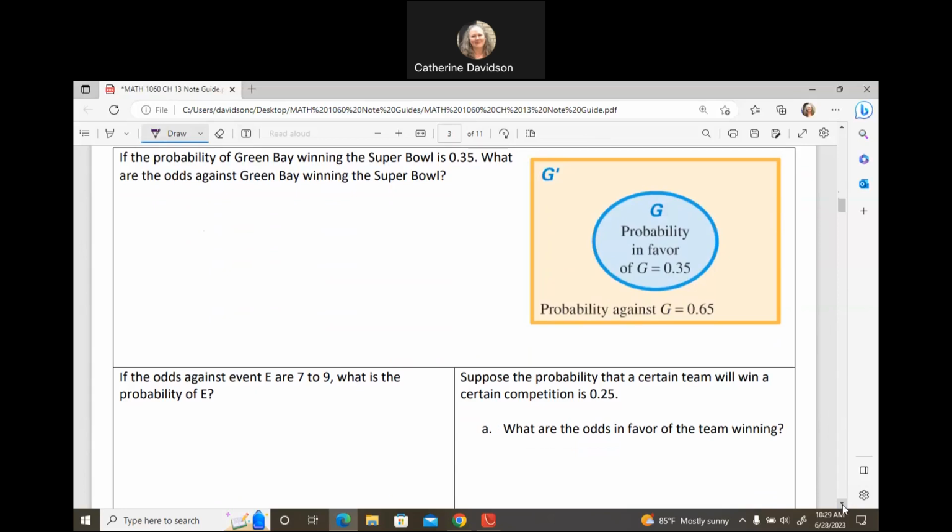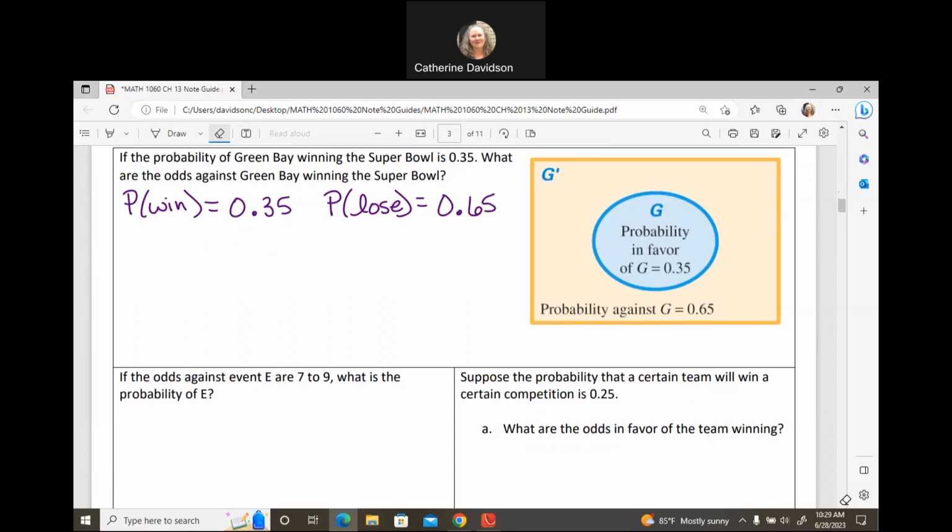Okay. So the probability of Green Bay winning the Super Bowl is 0.35. So the probability they win is 0.35, so 35% chance they're going to win. So what would be the probability that they lose? It would be 65% or 0.65. So basically 1 minus the 0.35. That's how they get the 0.65. Okay.